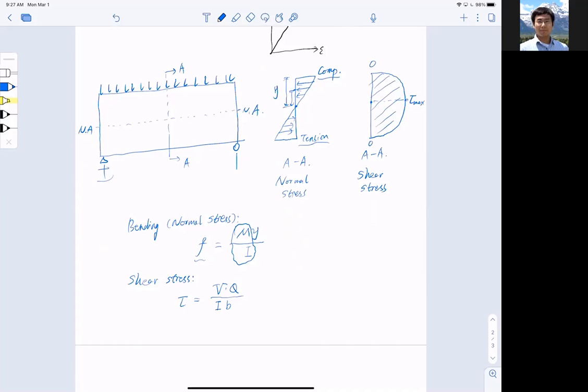Professor, what did you say Q was again? Q, right here, is a static moment. So Q is defined as area multiplied by distance, integrated over the area.